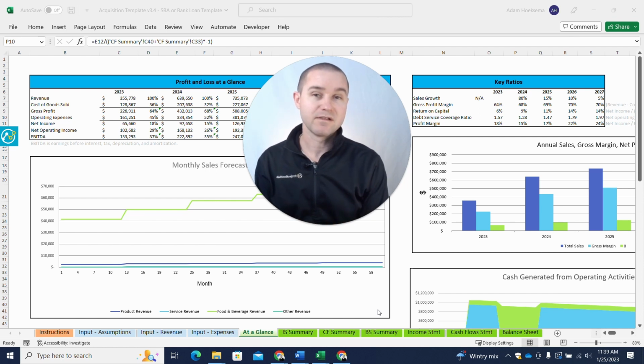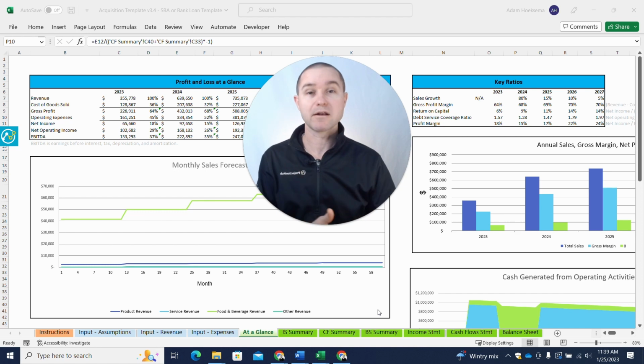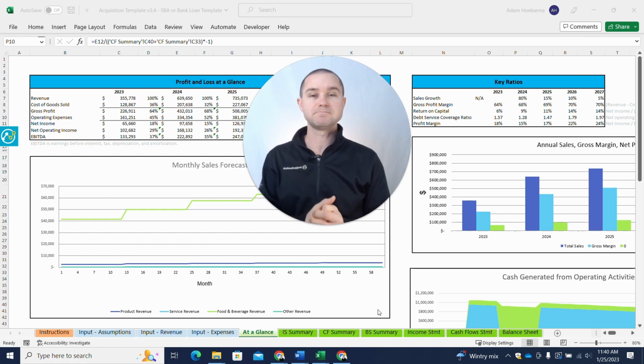And a lot of times the best way to do it, you're just going to have to model it out. And so that's what we're going to do today. I'm going to walk you through some different structures and show you how it works in our acquisition financial model template here that I've got pulled up.